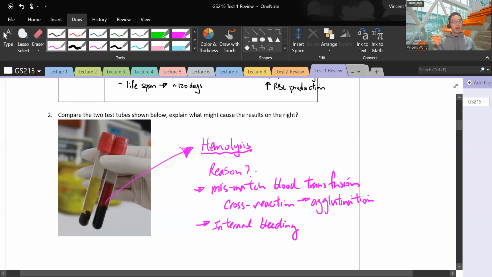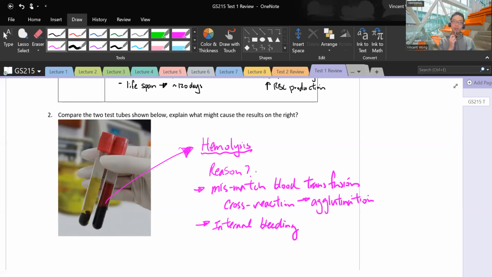Maybe RBCs are abnormal. Unlikely, because if the red cells are abnormal, they might not just burst open on their own. That would have been like a chronic situation, right? Not that I'm aware of. There's no condition where the red cells all of a sudden become abnormal on their own and then start bursting.